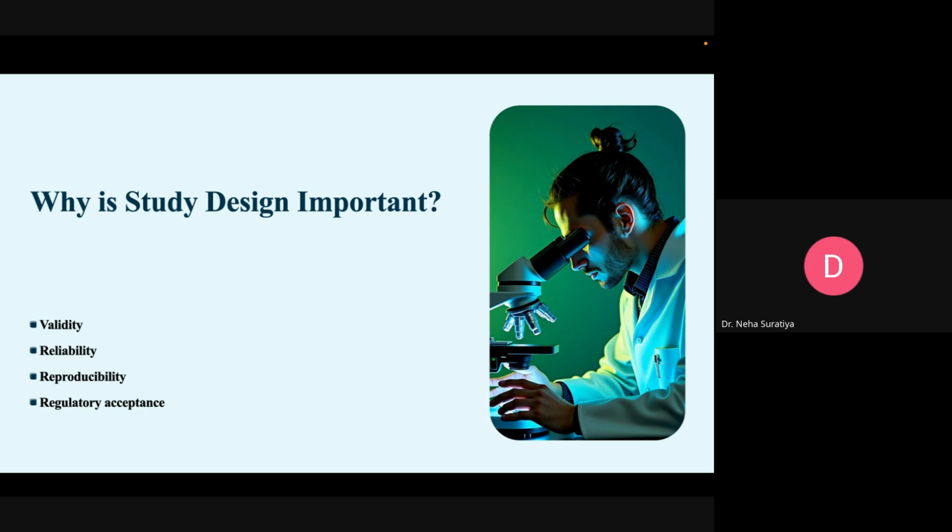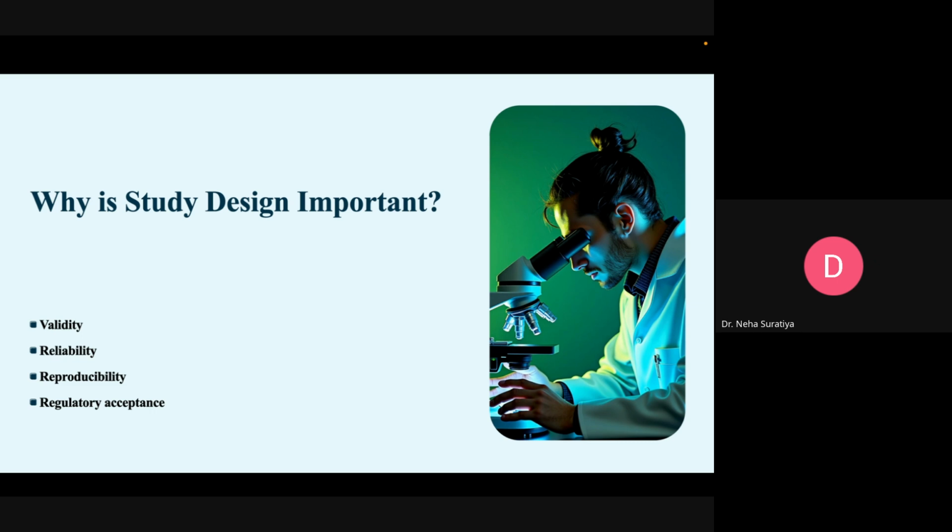Then we have reproducibility. Reproducibility means other researchers should be able to repeat the study and obtain similar findings in the future as well. You can consider this the cornerstone of scientific research. I will show everything in the upcoming slides with examples. This is only the basic understanding of why study design is so important. If there is no study design, you won't have validity, reliability, or reproducibility.